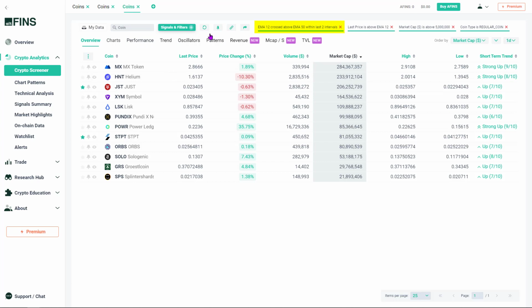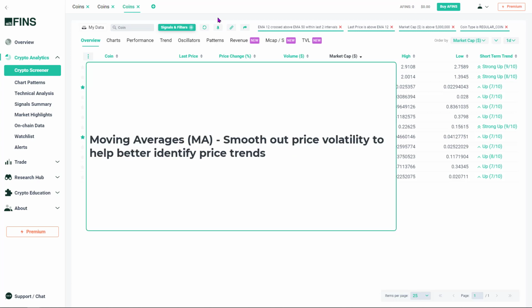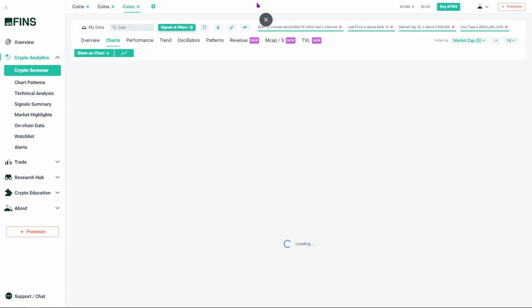Now, why EMA 12 over EMA 50? What's an EMA? EMA is an exponential moving average, and EMA 12 means it's an average that's using 12-day closing prices to create an average. And moving averages are good at identifying, sort of smoothing out the trend in the price, because sometimes there's a lot of volatility, obviously, especially in crypto, and it can be difficult to ascertain what is the real trend in the price. Let's take a look at the charts here.